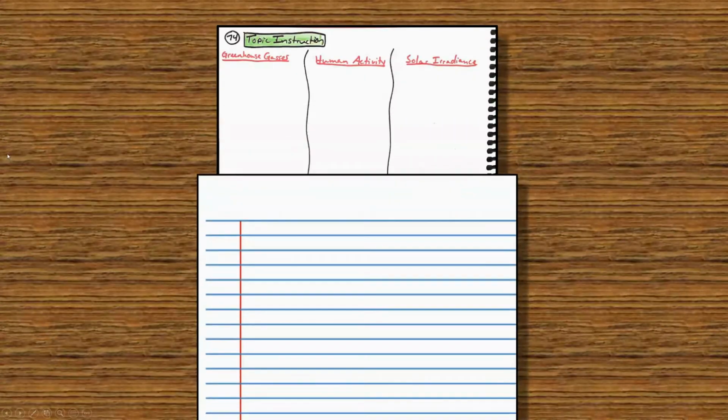And let's move on to page 74. This is topic instruction. We are going to be looking at 2 separate websites this week. The first one is going to be just about the greenhouse effect itself. And in this spot, you're going to give me some graphic notes on the different types of greenhouse gases, human activity that leads to the greenhouse effect, and solar irradiance.